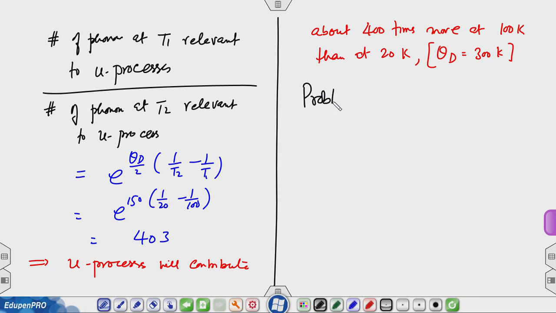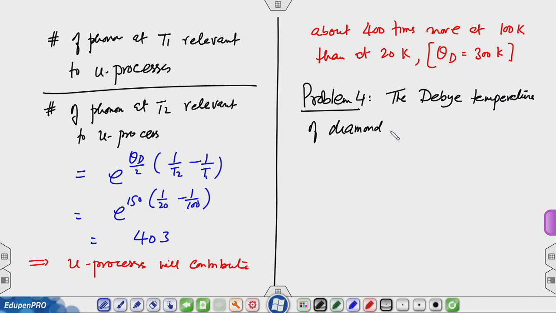Finally, problem 4. It says the Debye temperature of diamond is 2000 K. Imagine this, this is a very, very high temperature, and it is for this reason that the thermal conductivity does not start coming down until it has hit a high value. So, diamond is a very good conductor of heat because of its high theta d, and the conduction takes place not by electrons but by phonons. So, despite being an insulator, diamond is a fantastic conductor of heat and it is conducted by phonons.